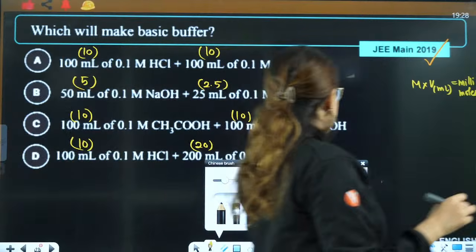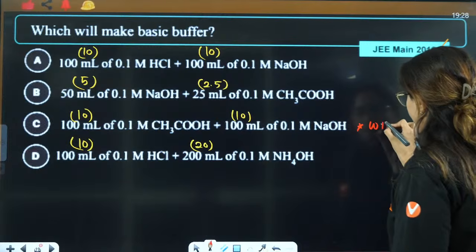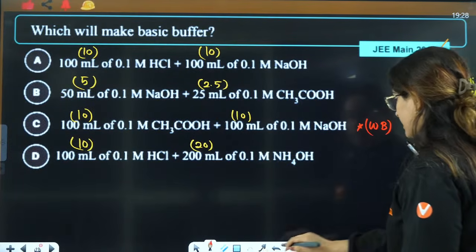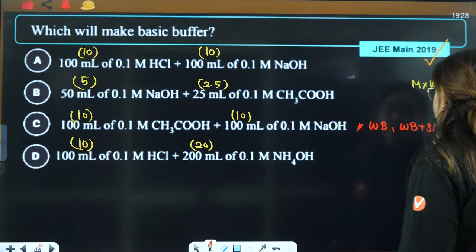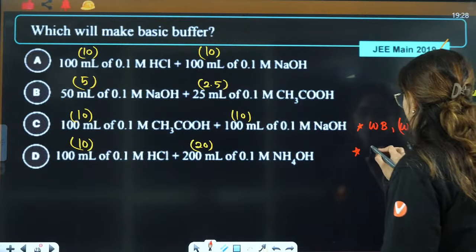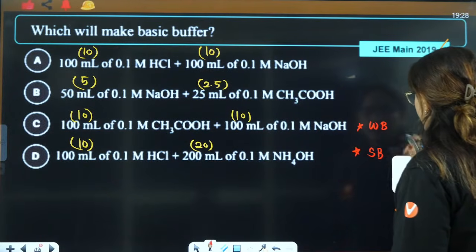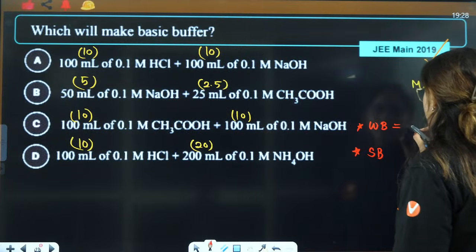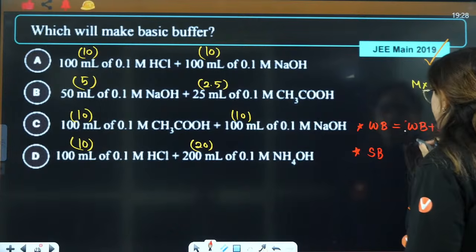Now see, for a basic buffer, you have 3 conditions. Either you have weak base plus weak base with strong acid, or you have strong base. But here, obviously, one thing: either you have these where the number of moles is equal, weak base plus strong acid salt, right?